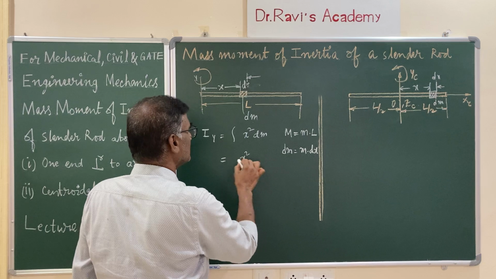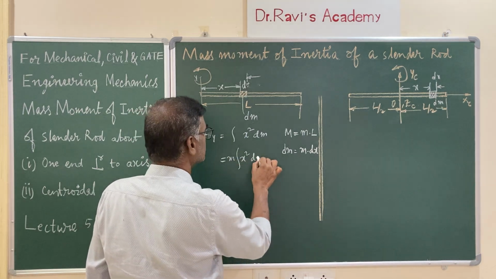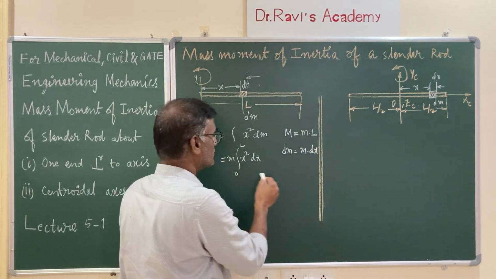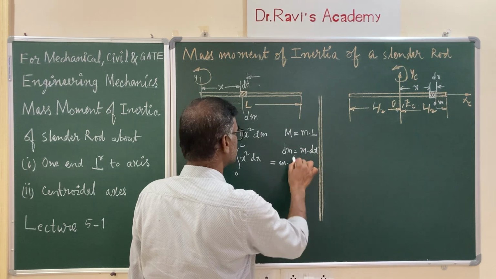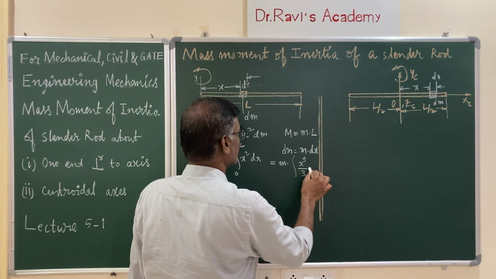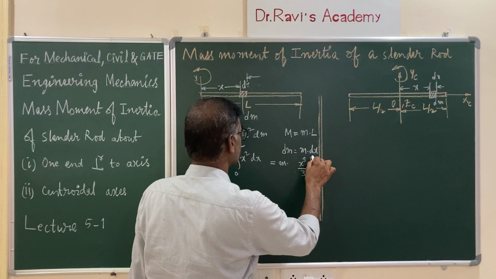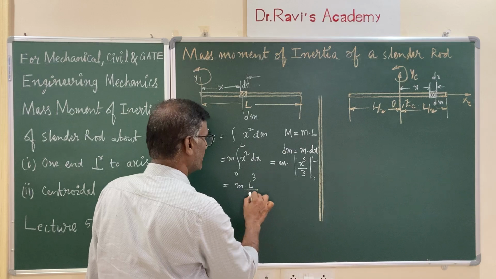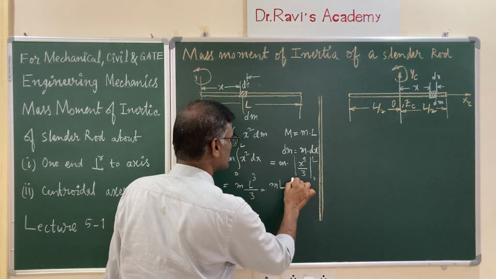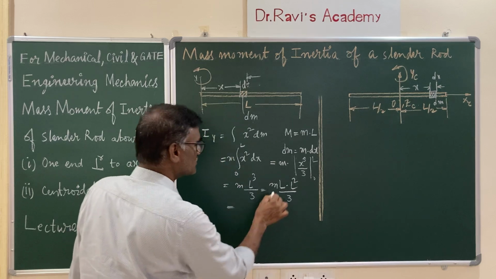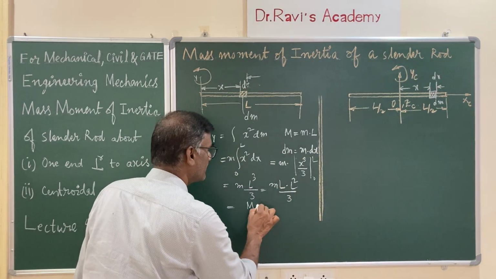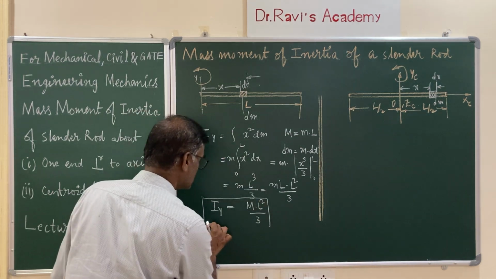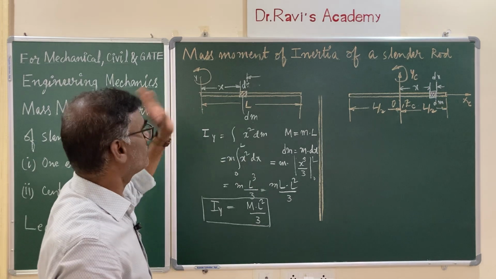So let us calculate the elemental mass dm, which is m times dx, and substitute that. You have x square, m is constant, integral dx, with the limits of integration 0 to L. Now the integration of x square is x cube, so it is m times x cube by 3, with limits 0 to L. You can substitute this: m into L cube by 3. This you can rewrite as m into L square by 3, and as you know m is nothing but total mass, it is m L square by 3. So this is the mass moment of inertia of the slender rod about one end, that is your y-axis.